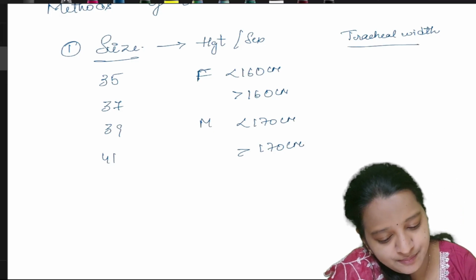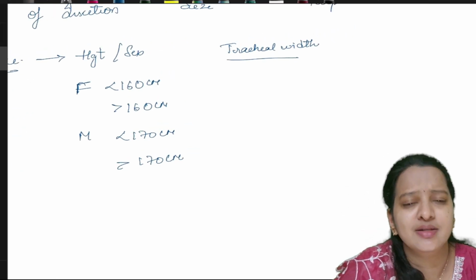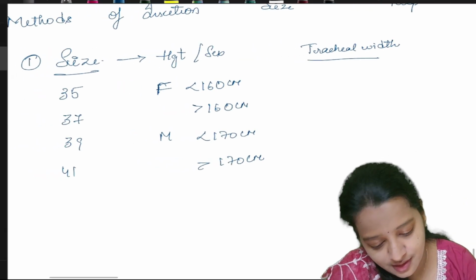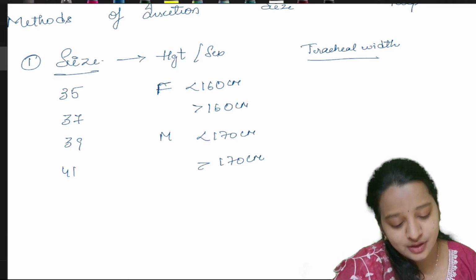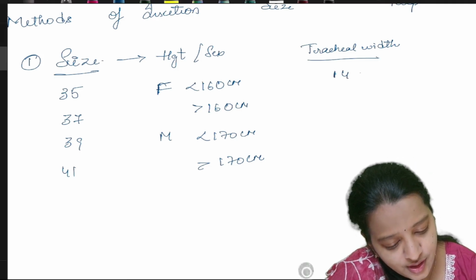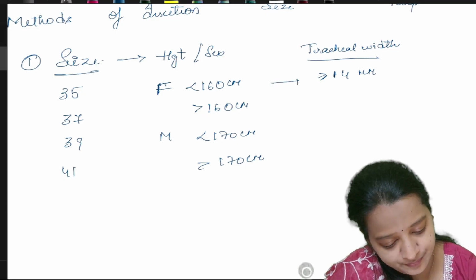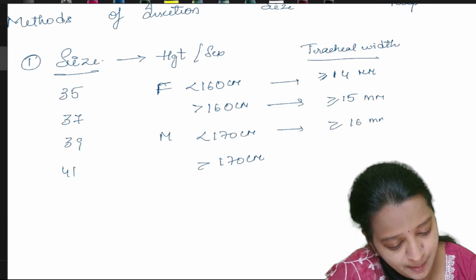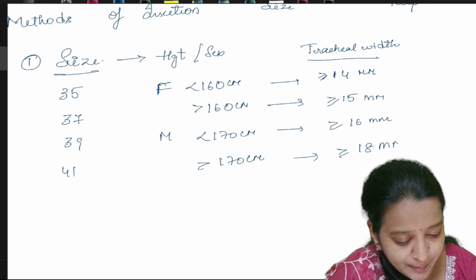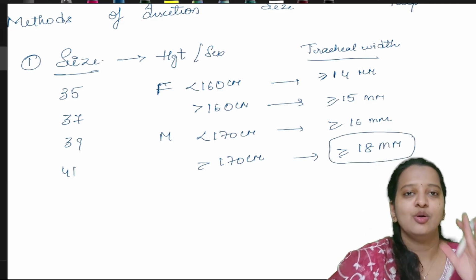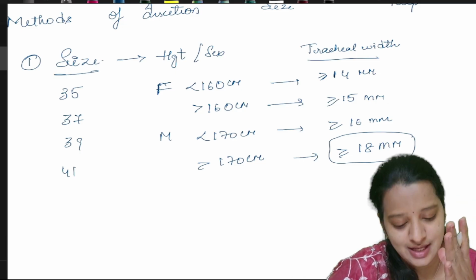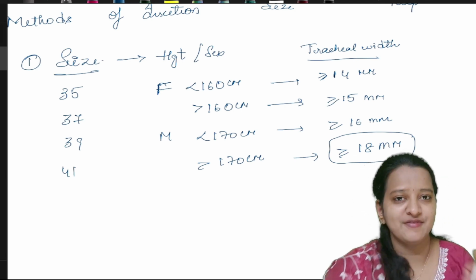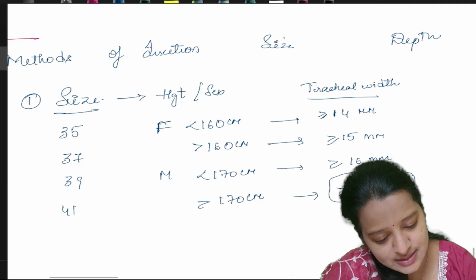Coming to tracheal width. If you know the tracheal width, either by a chest X-ray or HRCT chest, then according to that width, you can select the size of the DLT. So, if the tracheal width is greater than or equal to 14 mm, you'll go for 35. Greater than or equal to 15 mm, greater than or equal to 16 mm, greater than or equal to 18 mm. Please remember, that is not 70. So, either by height and sex or the tracheal width, now we have selected one size of the DLT. So, size part is done.